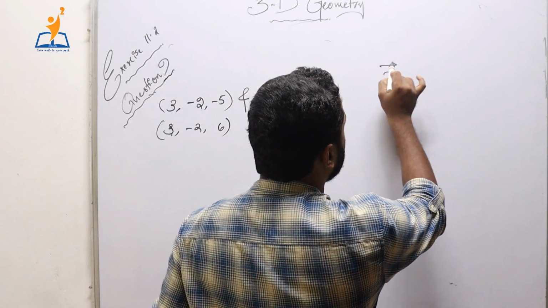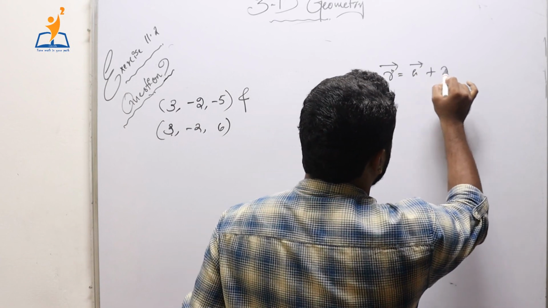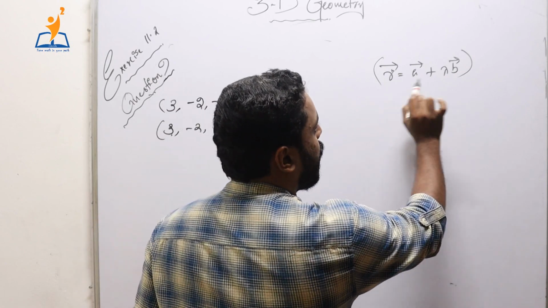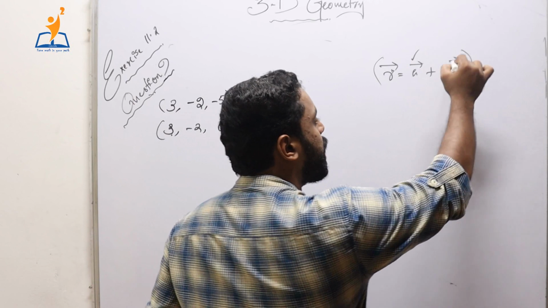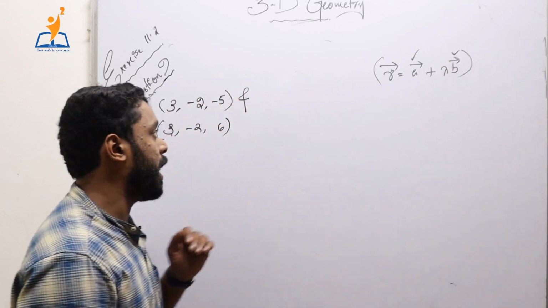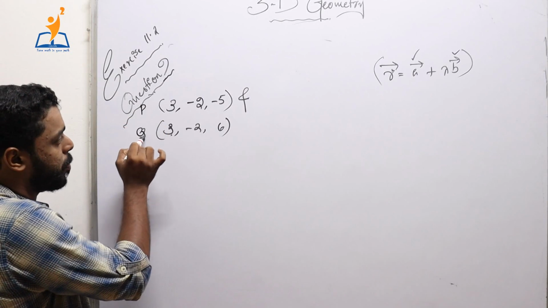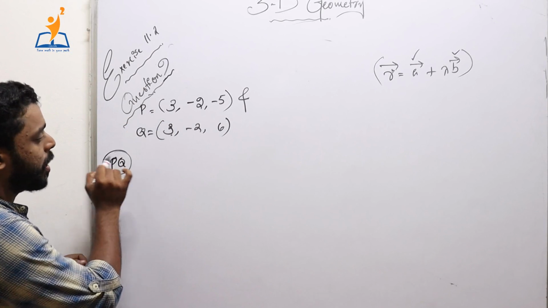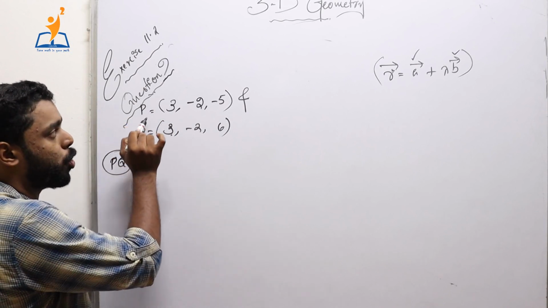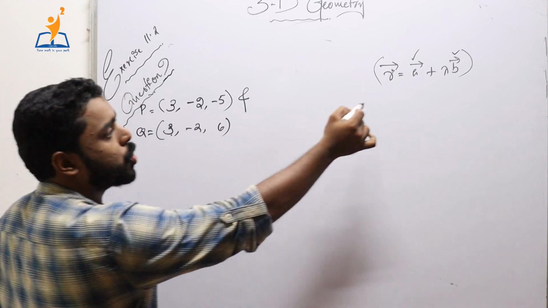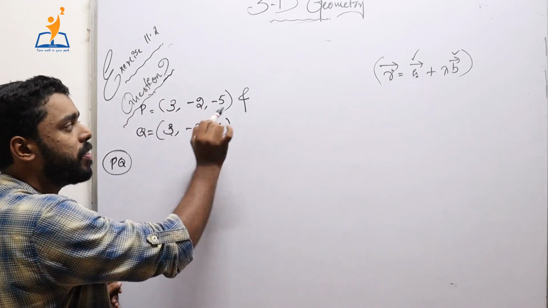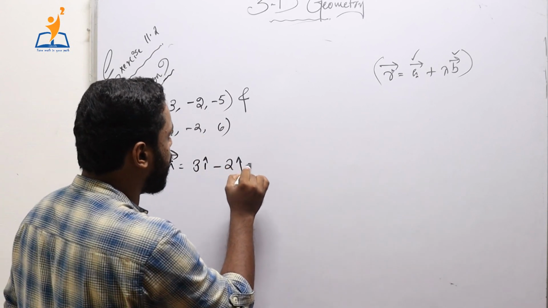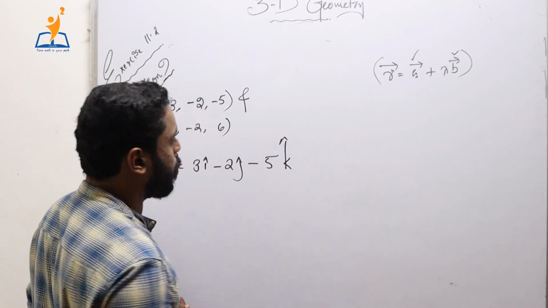Whenever we are given a point on the line and a vector parallel to the line, the vector equation of the line is nothing but a plus lambda b, where a is the position vector of the point and b is the vector parallel to it. Now let me name the points P and Q, so the line is PQ. Since the line PQ passes through this point, we can choose A as the position vector of this point. So A is nothing but 3i cap minus 2j cap minus 5k cap.